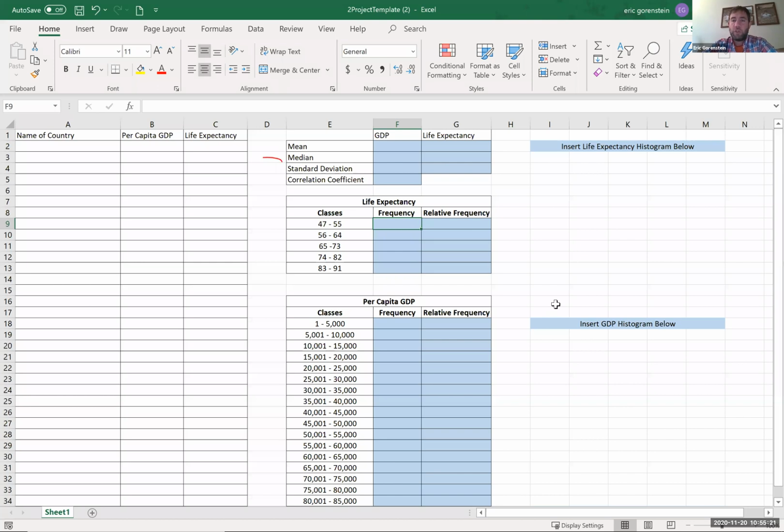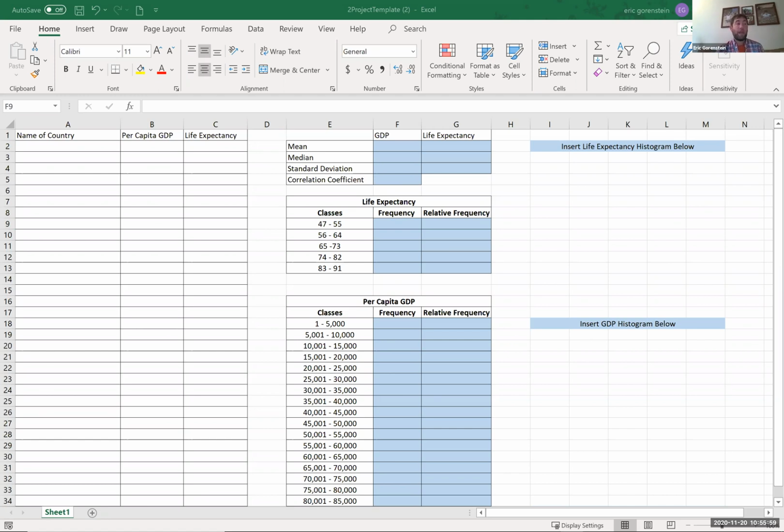And then you'll do a little bit of work over here. And all this stuff is quick because you're using Excel. The mean, the median, the standard deviation of each one, the correlation coefficient. That's probably the most important number here, because the scope of the project is examining, based on this data, is there a correlation between how much wealth a country has and how long the people living in that country live?